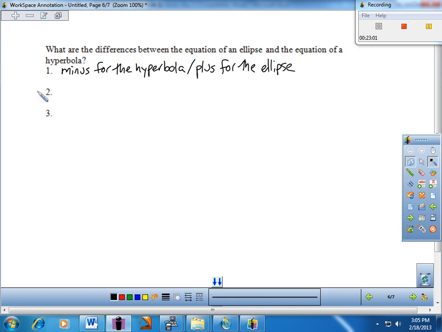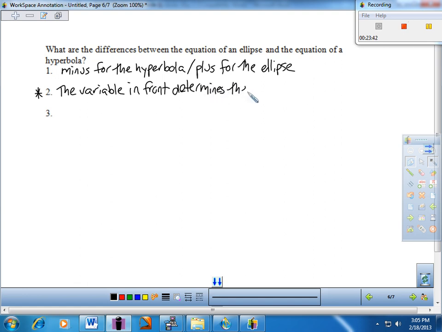To me, I think number 2 is the key. So I'll put a little asterisk next to this. And it all comes with looking at the equation and understanding which direction it opens, or in terms of an ellipse, which direction it's stretched. So here's the idea. For a hyperbola, it's the variable out in front. That's how you determine the direction of the hyperbola. So let me write this down and then we'll talk. So the variable in front determines the direction. That's the key. Not A and B, like in an ellipse.